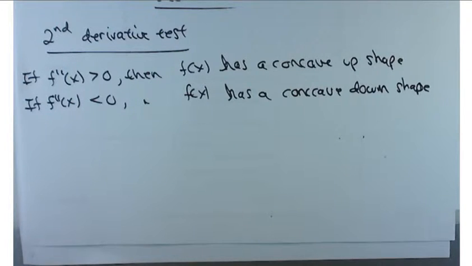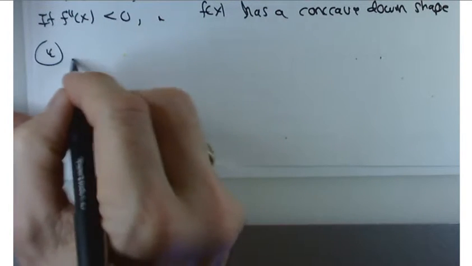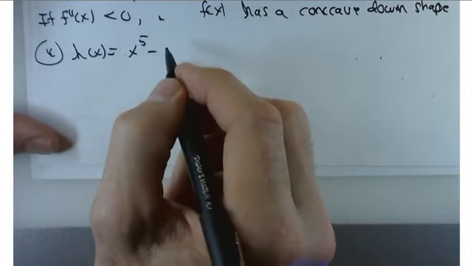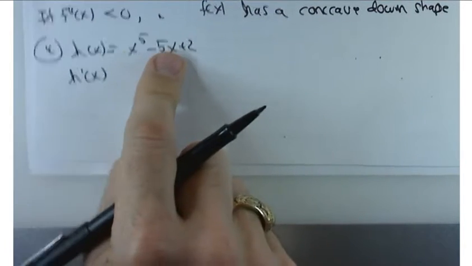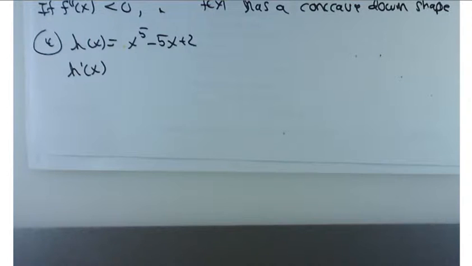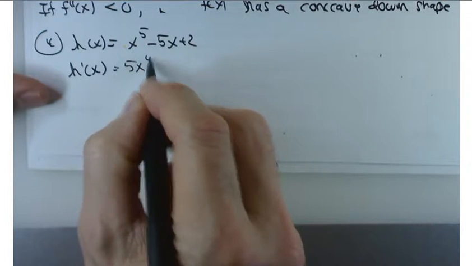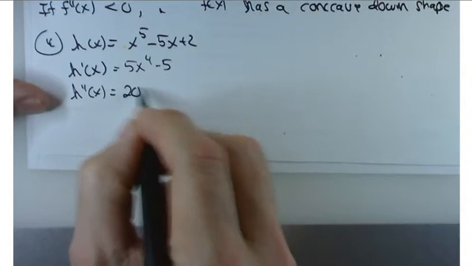Let's start with problem number 4. h of x is x to the 5th minus 5x plus 2. Now the nice thing about this warm-up example is that it's a polynomial. It's defined everywhere. We don't have to worry about something changing signs at vertical asymptotes, etc. The first derivative would be 5x to the 4th minus 5. The second derivative would be 20x cubed.